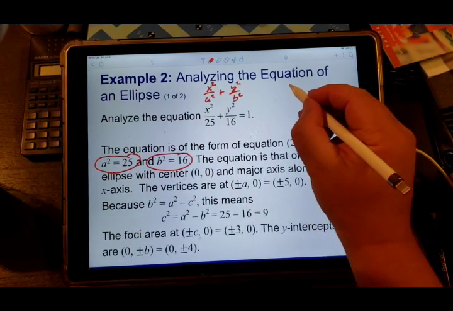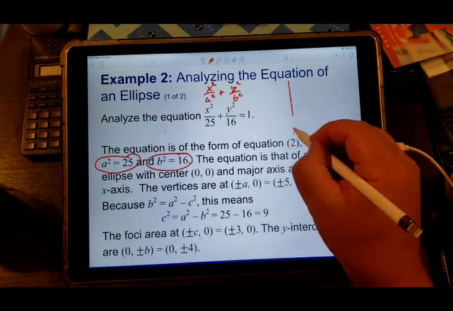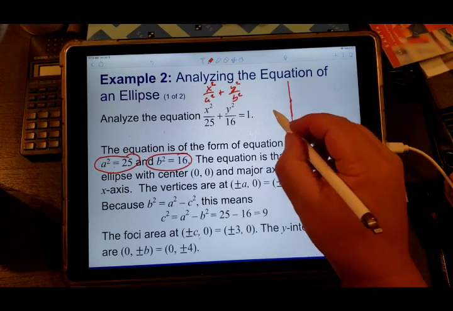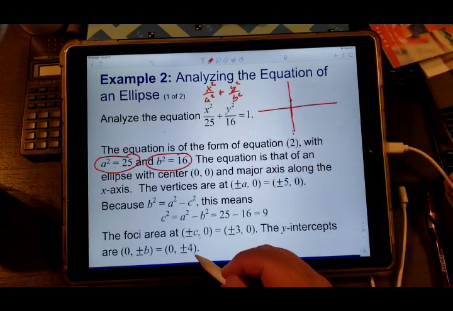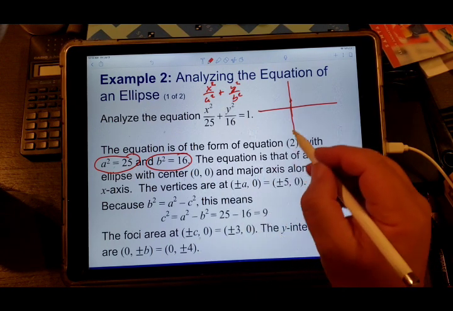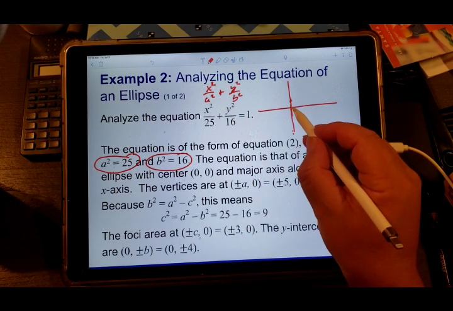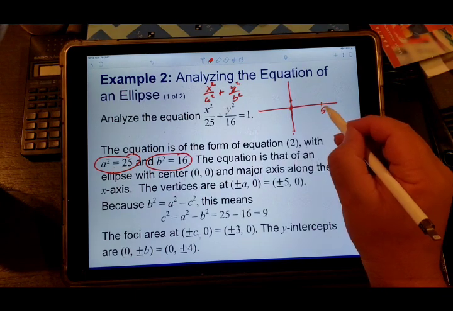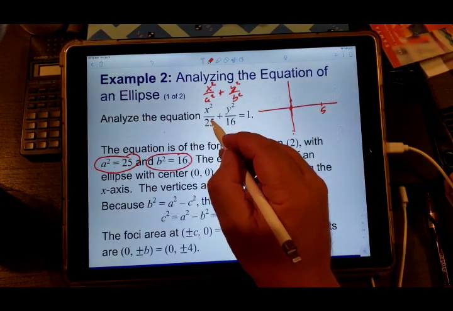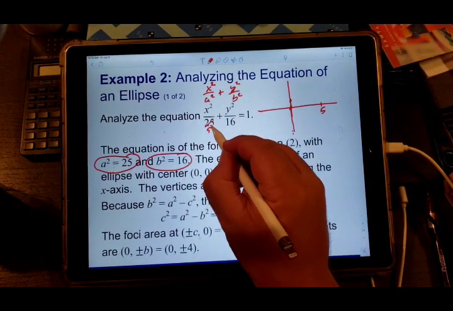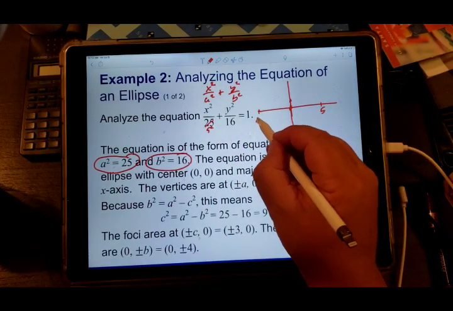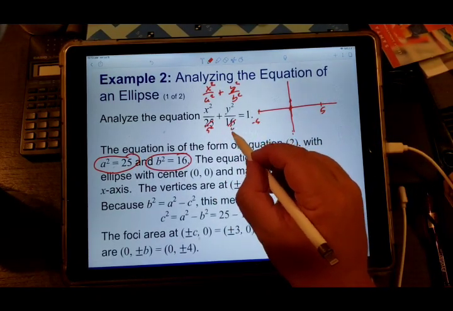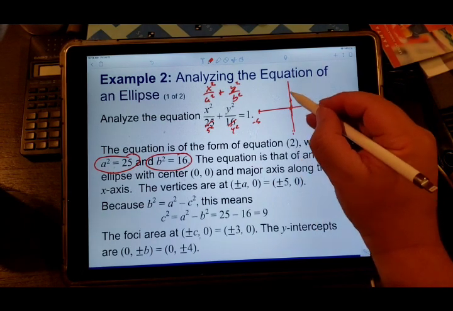So if this were algebra, I keep on saying algebra 1, I'll say algebra 2. I have the center because there's no h, k. I'd go 5 this way because it's 5 squared under the x. I'd go 4 this way because I can think of 16 as 4 squared.